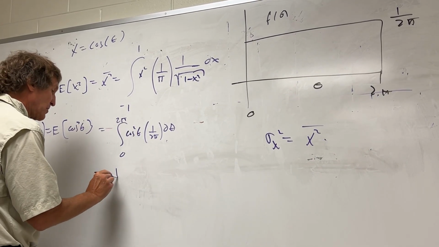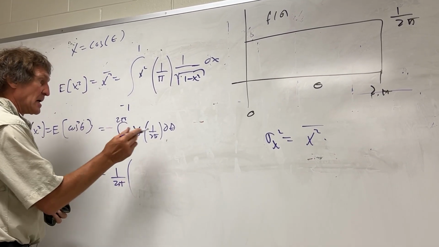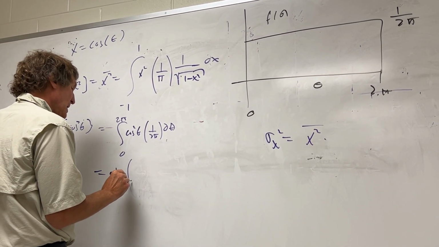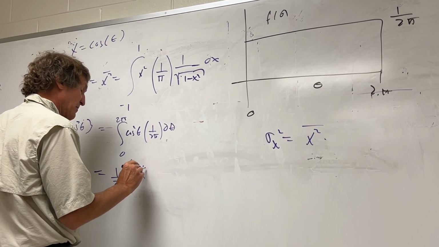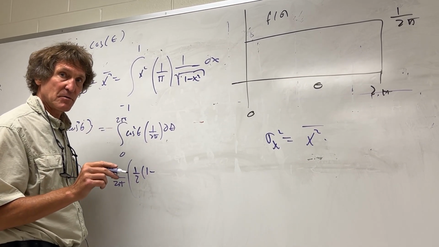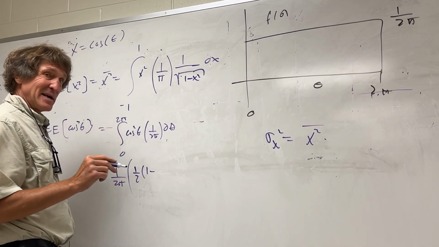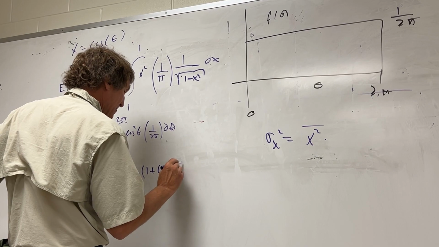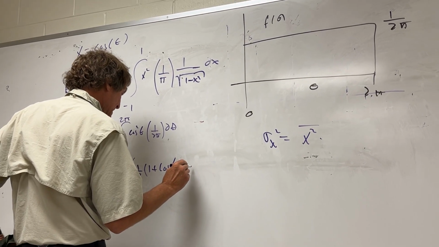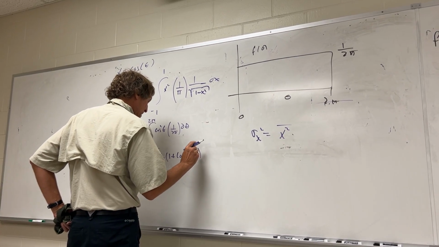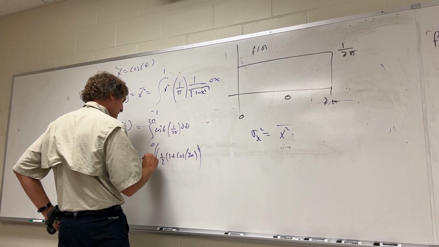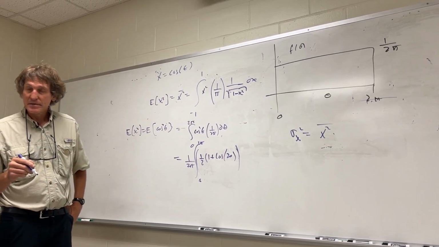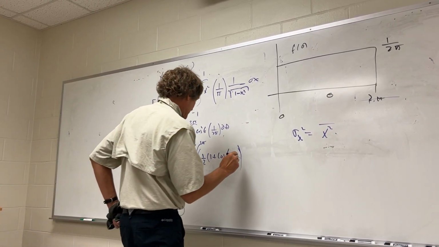So take 1 over 2 pi out in front, right? What's cosine squared equal to? Yeah, you can do it that way: 1/2 times what? 1 minus cosine 2 theta? Oh, it's plus for cosine. Yeah, 1 plus cosine 2 theta, right? And then it'll be 1/2, integrate from 0 to 2 pi, d theta, right? Y'all follow me?